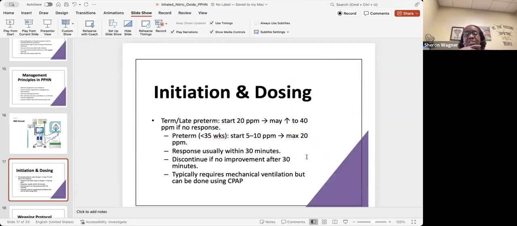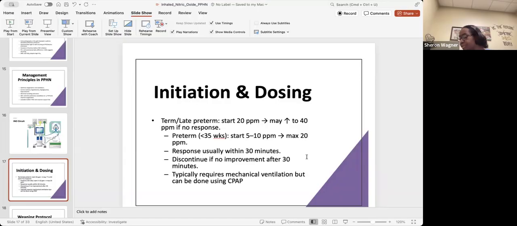So, the initiation and dosing. For term and preterm babies, we generally start at 20 parts per million, but could go up to 40 if no response. I can honestly say I have never really gone above 20 in most of the cases. But there is literature out there that suggests that it works. So it's a case-by-case basis, and you have to decide on what is best for your baby, and you will try to do everything you can to help this baby get out of this pulmonary hypertension.